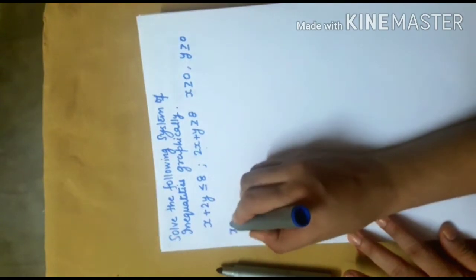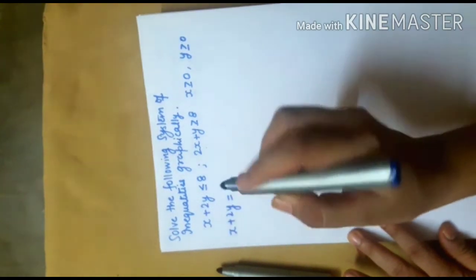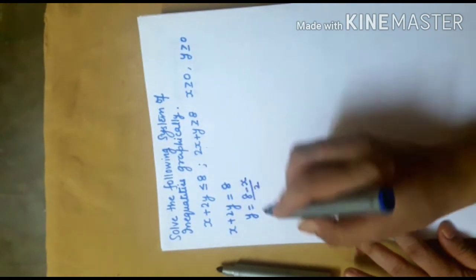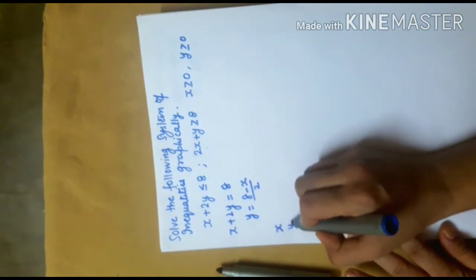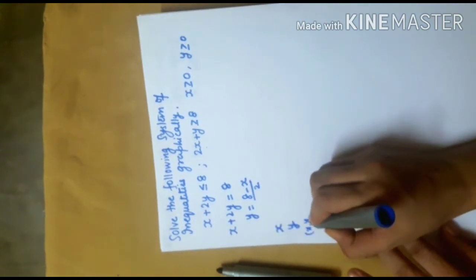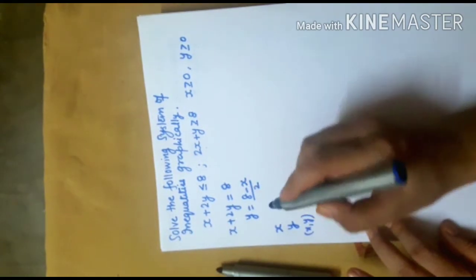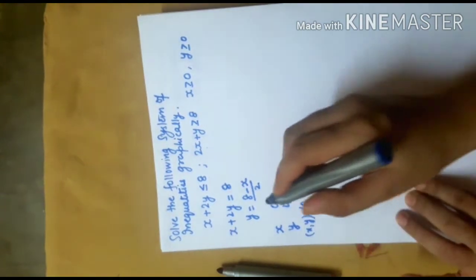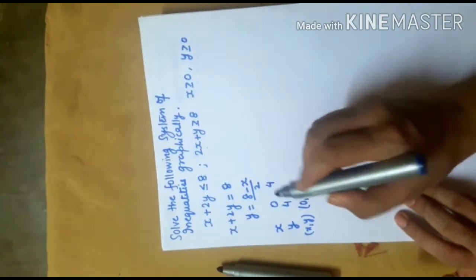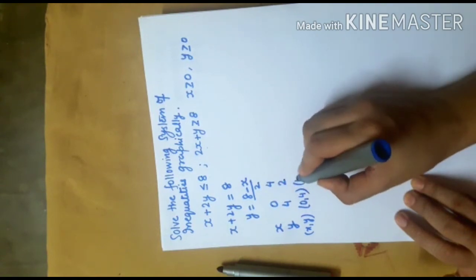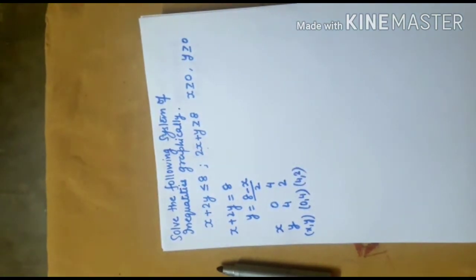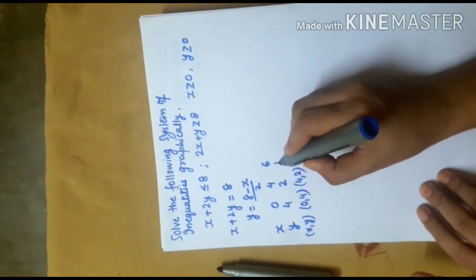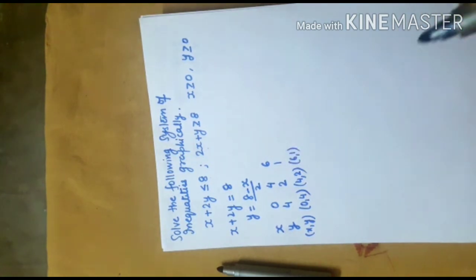So convert this to an equation. So y will be 8 minus x over 2. So I'll get the solutions. When x is 0, y will be 4. So the ordered pair will be 0, 4. When x is 4, y will be 2. So the ordered pair will be 4, 2. When x is 6, y will be 1. So the ordered pair will be 6, 1.